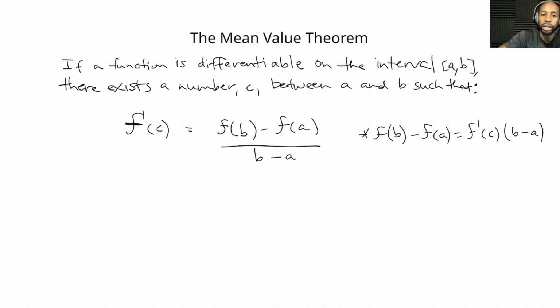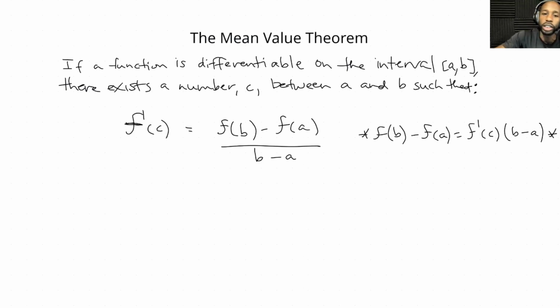Now, what does this look like? This looks like an average, or it even looks like a slope. Y2 minus Y1 over X2 minus X1. So it's a slope, it's an average. And by cross multiplying, you can rewrite it this way. The function at B minus the function at A is equal to the derivative, or essentially the slope, times the x values. So this looks a whole lot like slope.